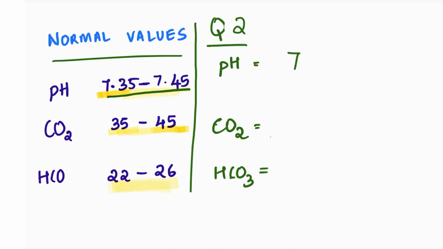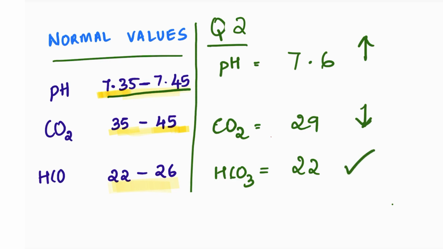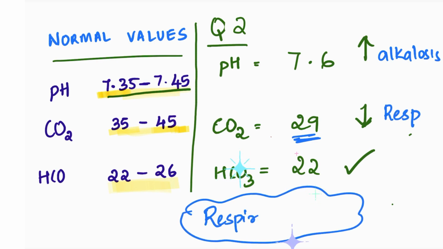Next question, pH is 7.6, carbon dioxide 29, and the bicarbonate is 22. So pH of 7.6 is high. So that is towards the alkaline side. Carbon dioxide 29 is less than the normal range and bicarbonate is within the normal range, which is 22. So alkalosis, we can write that down, 29 is less. So anything that is high or low is abnormal. So here we have respiratory alkalosis.